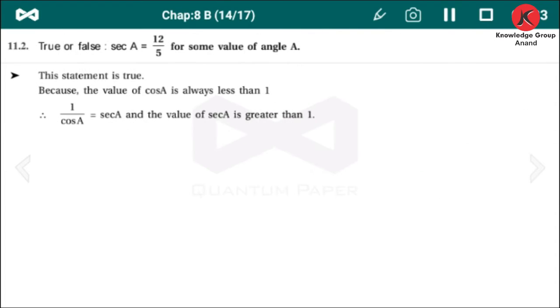Second, sec A is equal to 12 by 5. It is correct, it is true. Why? Because sec is equal to hypotenuse upon adjacent, and it is always greater than 1. Therefore, it is true.